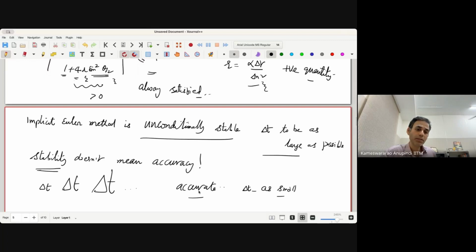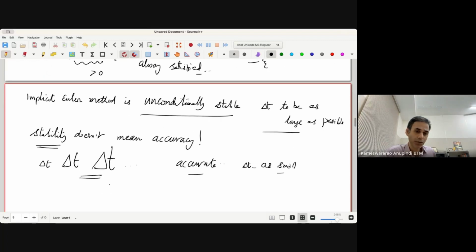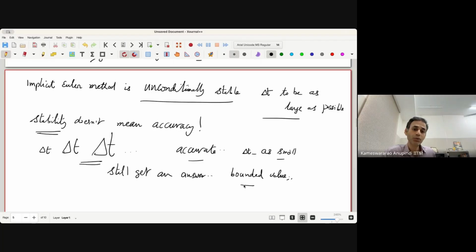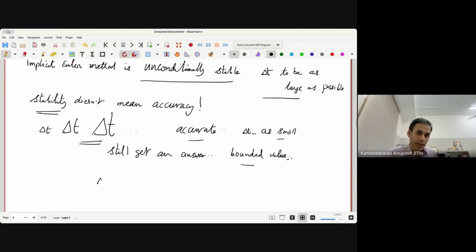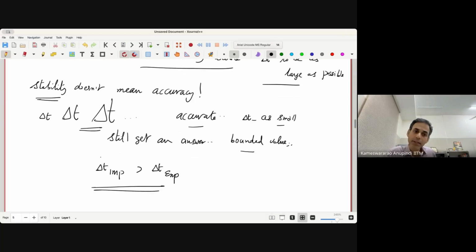What does it mean? This means that stability tells you that even if you take larger delta t, you're still going to get an answer, that means a bounded value as your answer, but that answer may not be accurate. So we are still restricted by the accuracy we want in choosing delta t, but delta t can in general be larger than the delta t you have chosen in the explicit Euler method. So as a result, you can take a larger delta t.